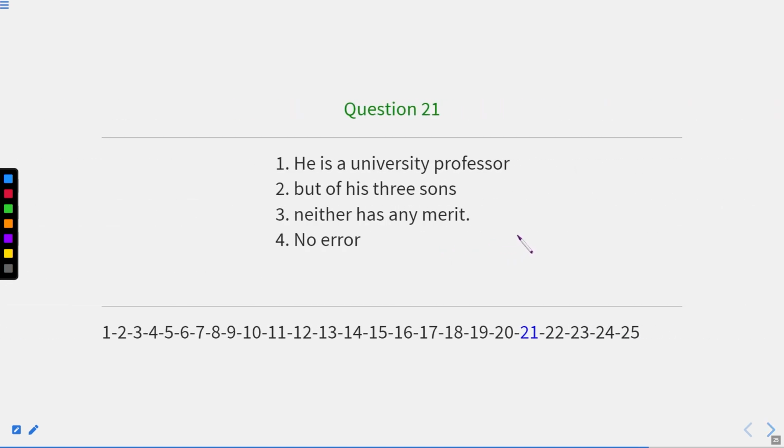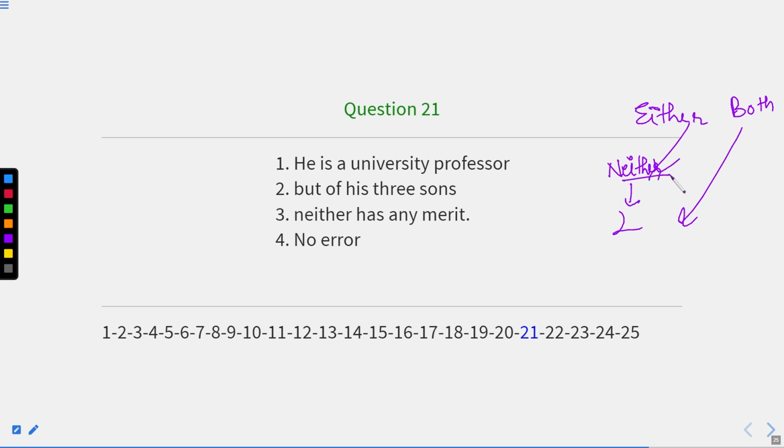Now this is question number 21. He is a university professor, but of his 3 sons, neither has any merit. The word neither can be used only for 2 persons. If we talk about neither, either, both, these 3 words can only be used for 2 people, not more than 2.